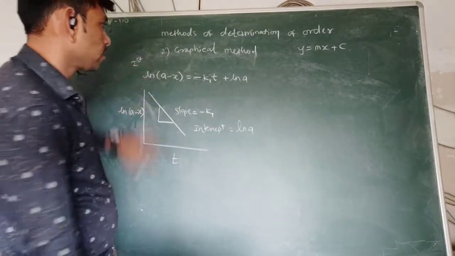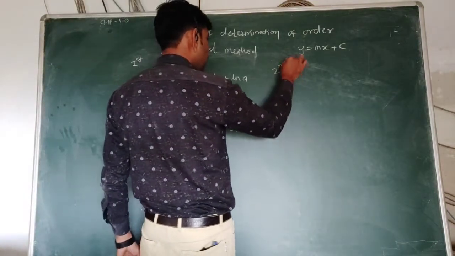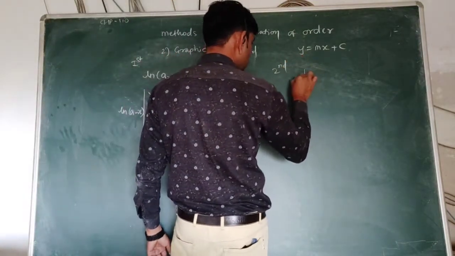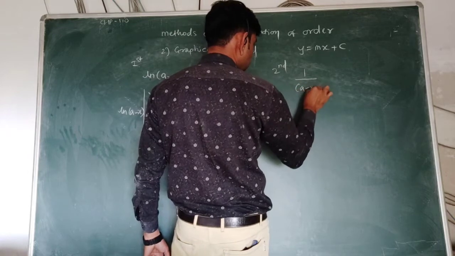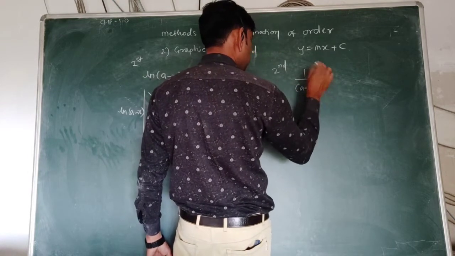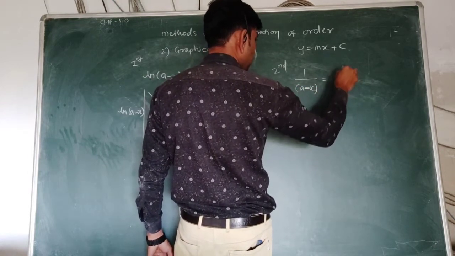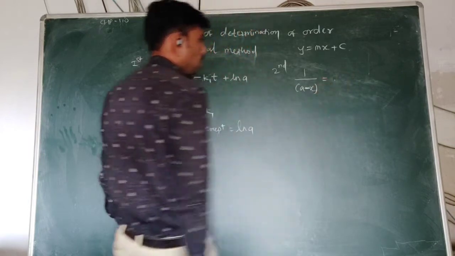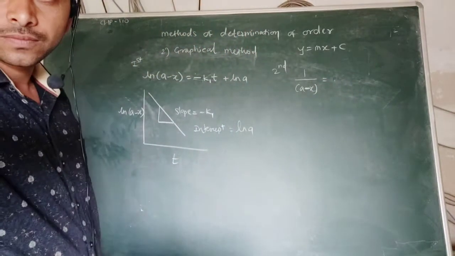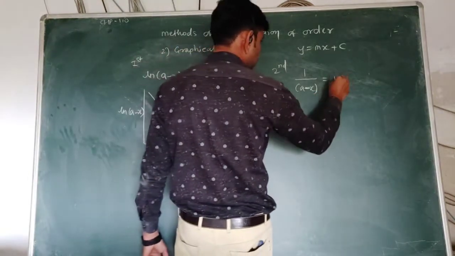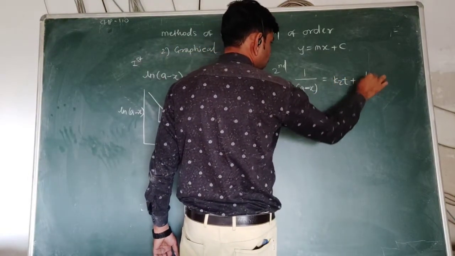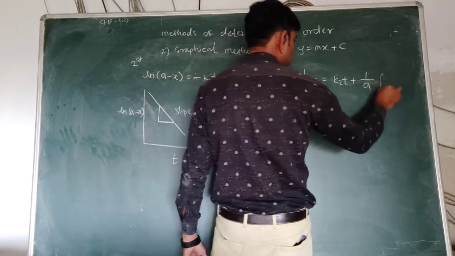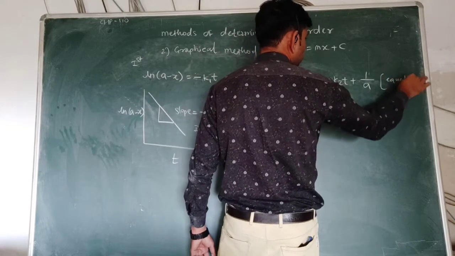See the second order reaction. The rate equation is rearranged in the format 1 upon (a minus x) equal to k2 t plus 1 upon a. This is for equal initial concentration.